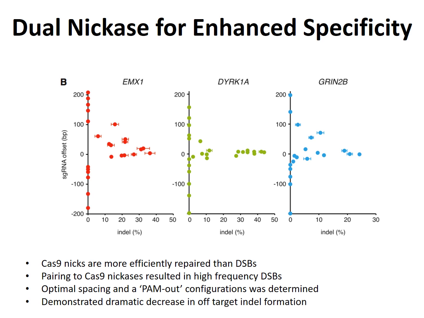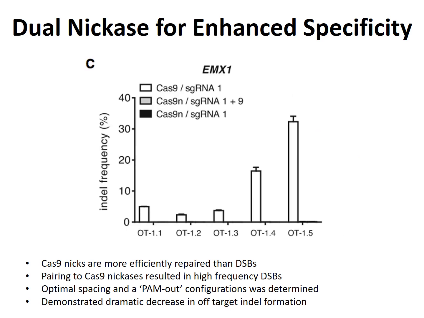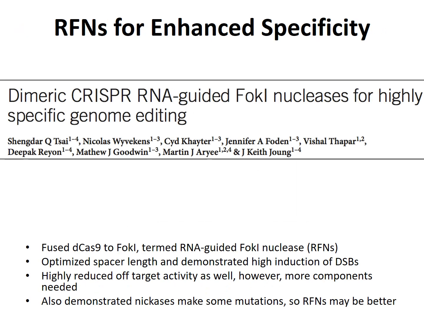Here's some more data demonstrating that the off-targets basically go away with this system. Here's the single Cas9 nuclease, and then you can't even see the bars for the off-targets with the Nickase approach because there are no off-targets. After that, Keith Joung took an approach very similar to this, where instead of using a Nickase, he used a dead Cas9, so both domains were mutated, so it could simply just bind DNA.